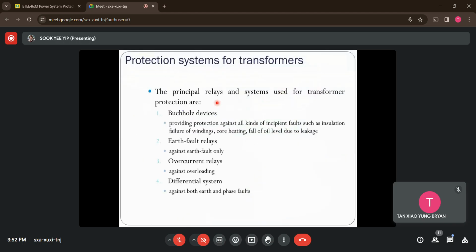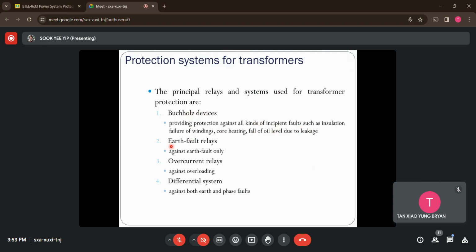It depends upon what kinds of failures you want to prevent from happening on the transformer. We have four different types of protection systems to choose from. The first one is known as the Buchholz device or Buchholz relay. The Buchholz relay is used to deal with all kinds of incipient faults. For example, insulation failures of the transformer winding, a core operating under high heat, or loss of oil due to tank damage. So we can use the Buchholz relay to detect such failures.